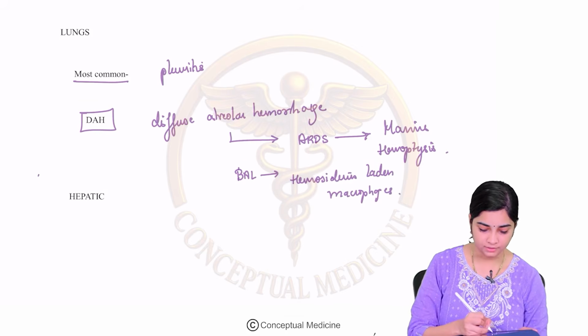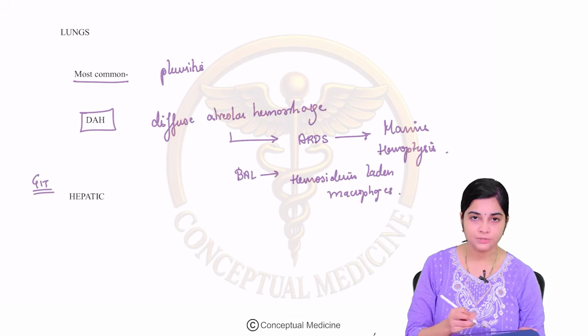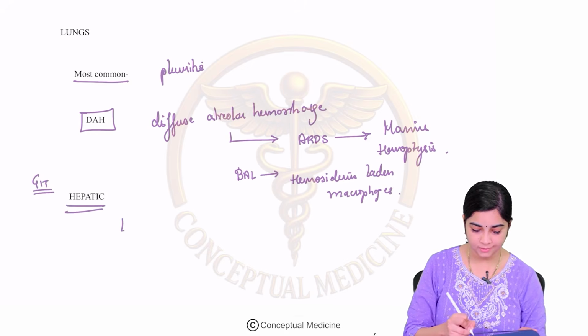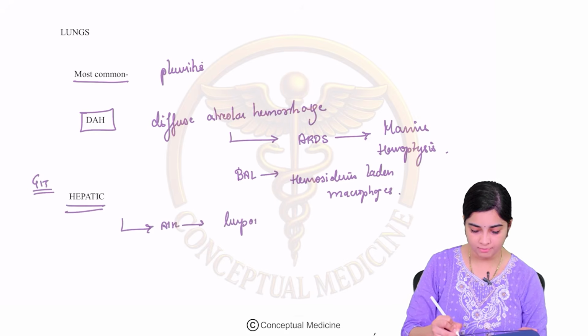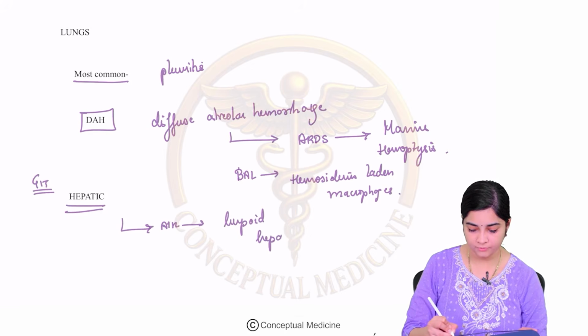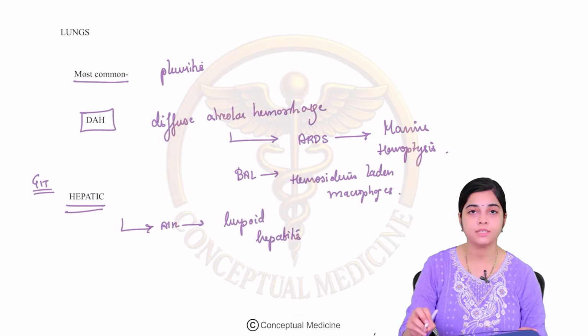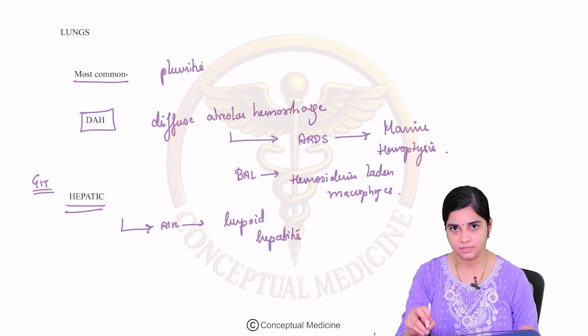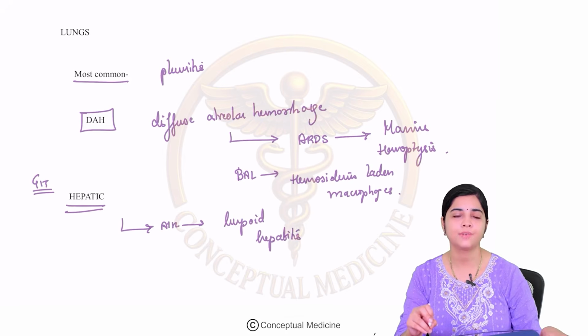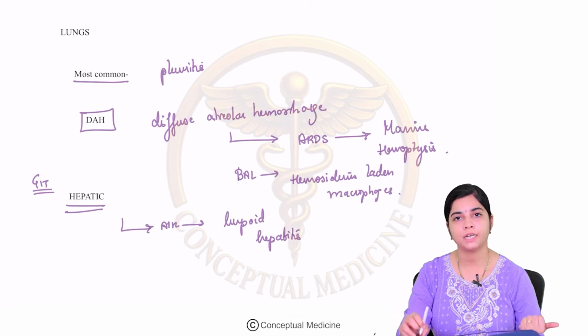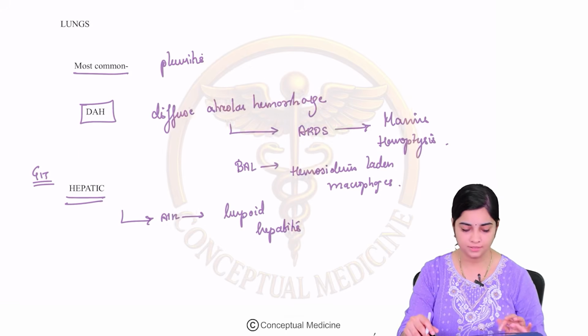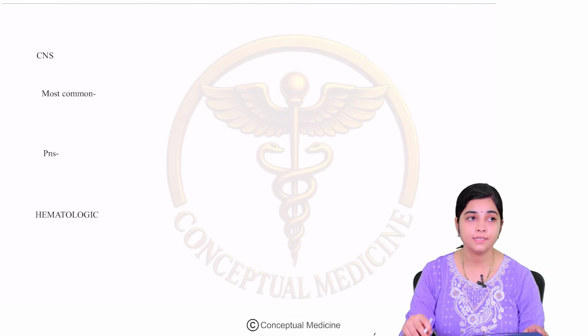Okay, then GIT, what will you see? Predominantly hepatic, and you can have autoimmune hepatitis, which is called lupoid hepatitis. So the type of autoimmune hepatitis that you find here is the lupoid hepatitis, right? So usually the GI tract is spared unless there is an underlying vasculitis, and the hepatitis that you get is a lupoid hepatitis.